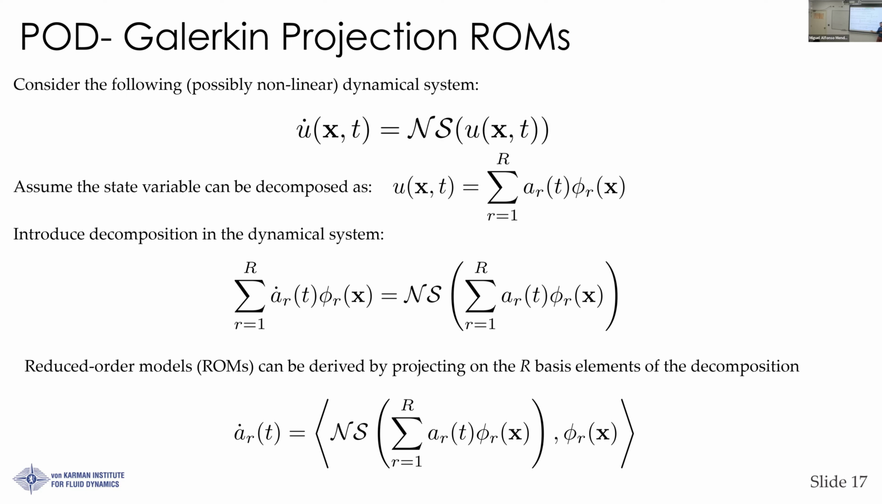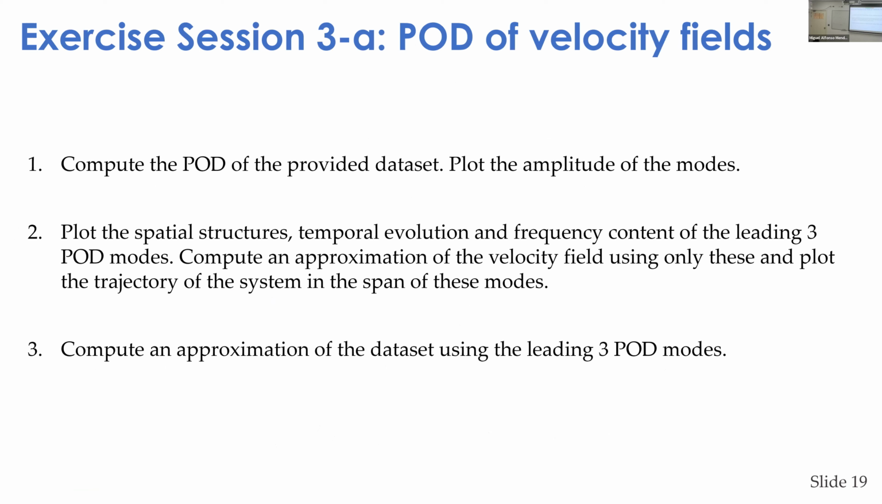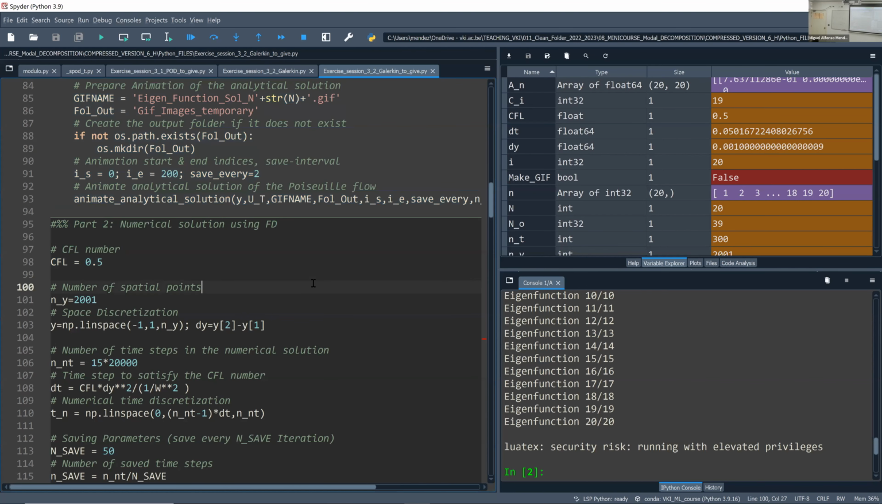Okay? Is this clear? So I will ask you to open the file. There is the file exercise session 3, Galerkin, and we will go through this exercise. There is also another one which is about the POD of the cylinder, but maybe we check this after the break very quickly. Let's give the priority to the Galerkin problem.